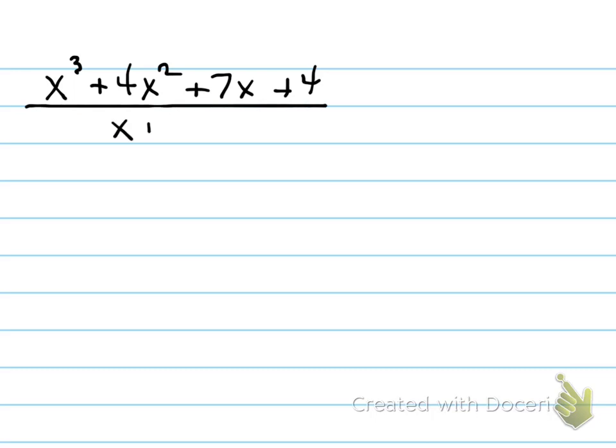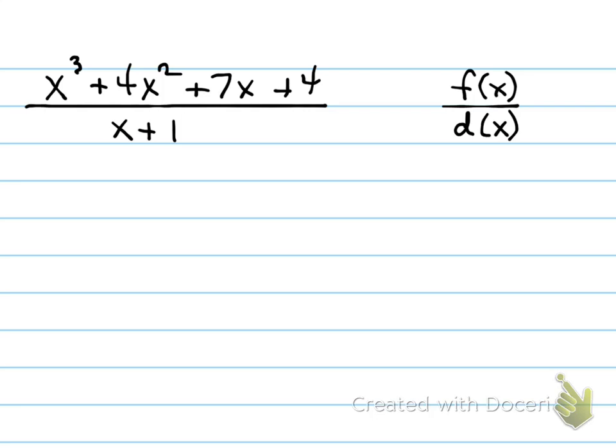We have x to the third plus 4x squared plus 7x plus 4 all over x plus 1. What does that big fraction bar mean to do? Divide. And it says specifically to use synthetic division to perform the division. Well, the thing on the top is my f of x, and the thing on the bottom is my d of x. Remember the format? The thing you're dividing by, it's always on the bottom, is your d of x.